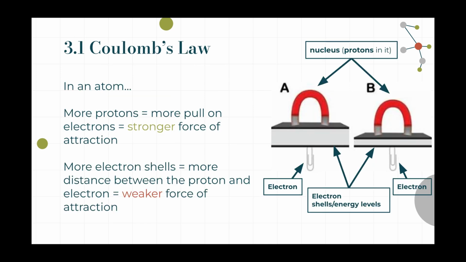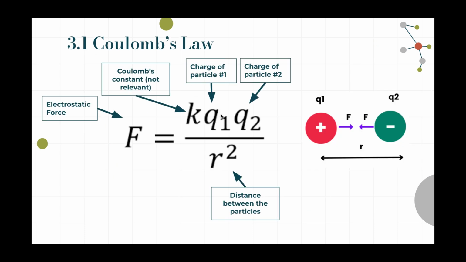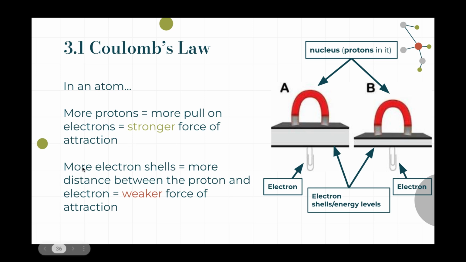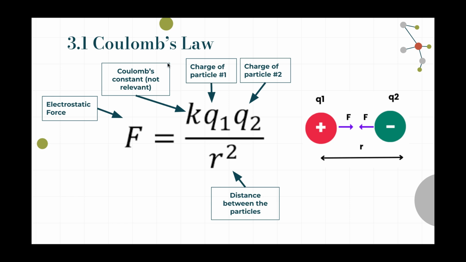According to Coulomb's law, in an atom, if there are more protons, there is a stronger pull on electrons, and there is a stronger force of attraction. We can see that in this equation. As Q1 increases, F will also increase, right? And if we have more electron shells, that means there's a greater distance between the protons and electrons, and so there's a weaker force of attraction. We can also see that here: if R increases, then F will decrease.